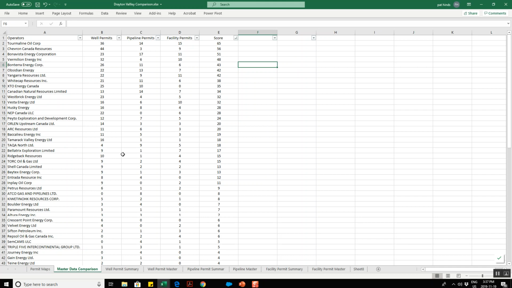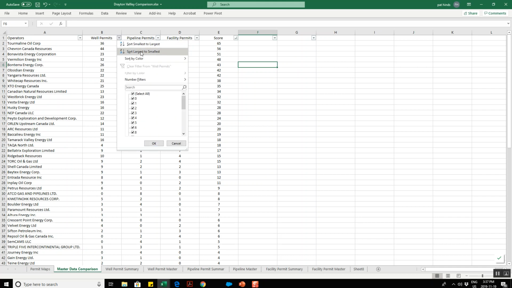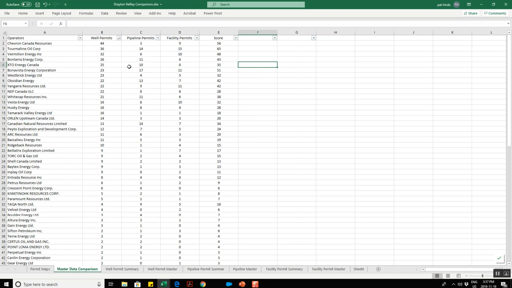We then bring all 3 of those market segments, all 3 of those data sets, together, and we can go in here and take a look at it. I could say, let's see what it looks like top to bottom, largest to smallest. When we look at Chevron, we can see that there are lots of well permits, but they're not doing as much in the way of pipelines and facilities. Thus, the score is less than Tourmaline in the geographic area they're in.